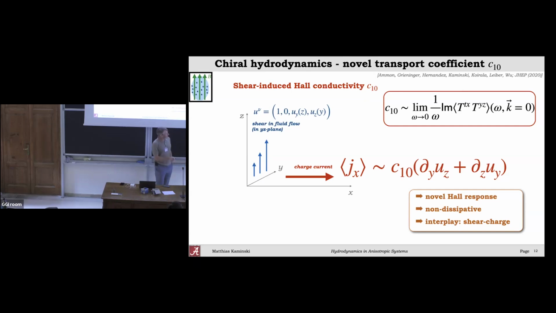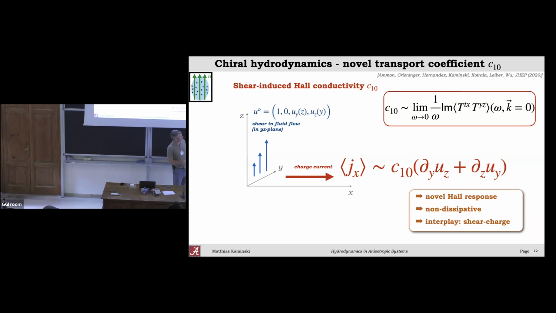Well, what is that? If you have a shear in the YZ plane and the magnetic field still points in the Z direction, you will measure a charge current in the X direction, so perpendicular to this. This comes from the epsilon structure in the tensor structure. You have a charge current response in a direction that's transverse to the plane where you perform the shear. So that's the Hall part of this. It's an unexpected direction. And it's parity odd, and it is non-dissipative. So it's a novel Hall response that does not produce any entropy. And it's an interesting interplay between the charge and the shear sector of the theory.